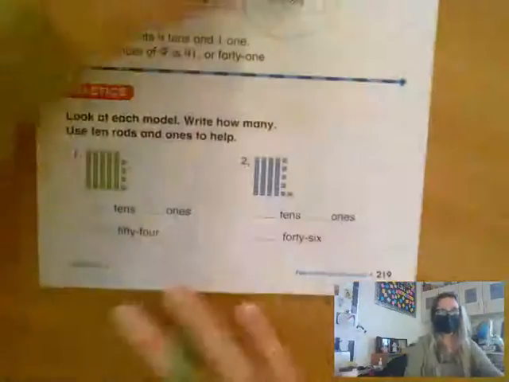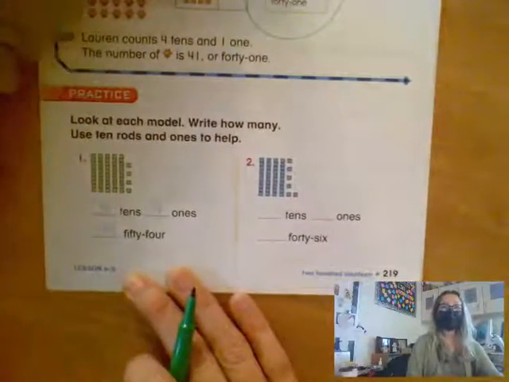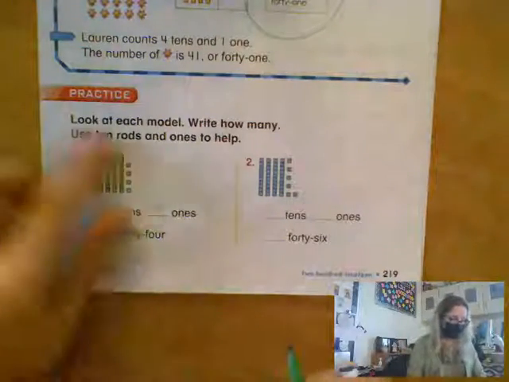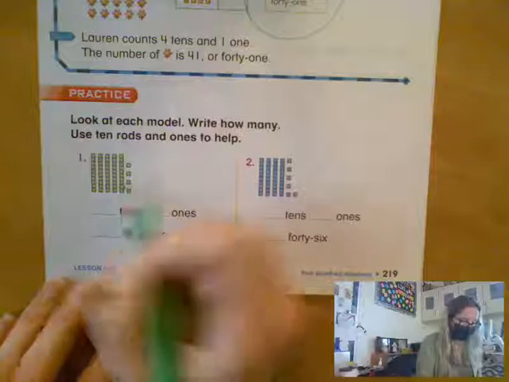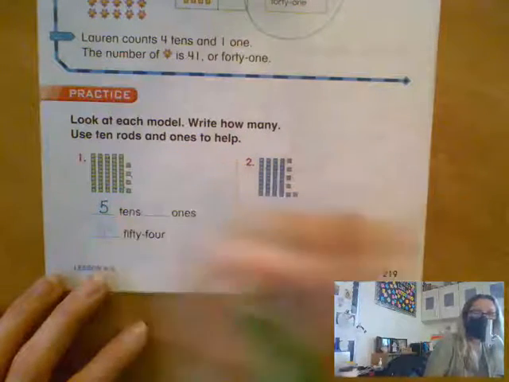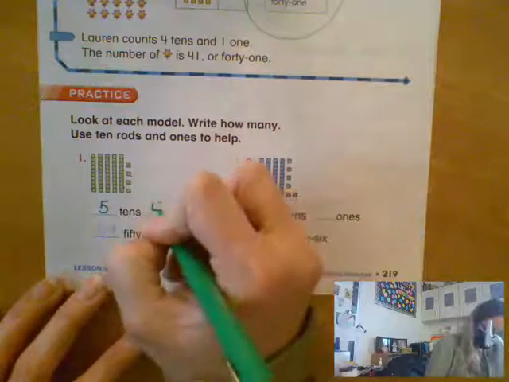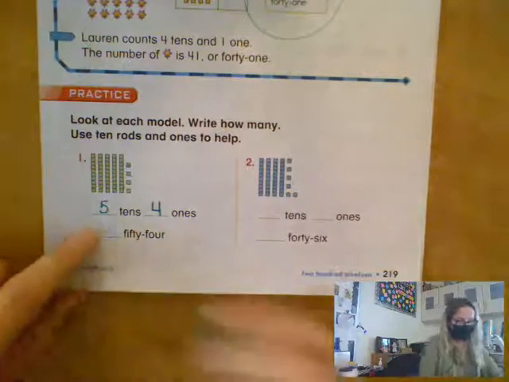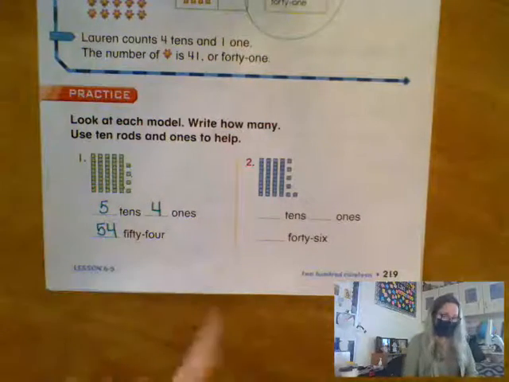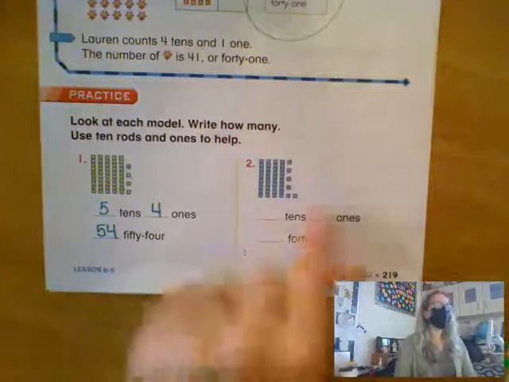So let's go down now to the practice area. It says, look at each model, write how many, use 10 rods and ones to help you. So this one they've done for us. There's 1, 2, 3, 4, 5 10 rods. And there's 1, 2, 3, 4 ones. So 5 and 4. And that makes 54.